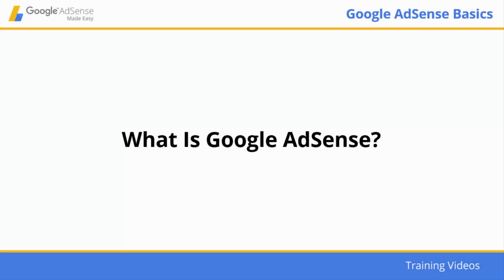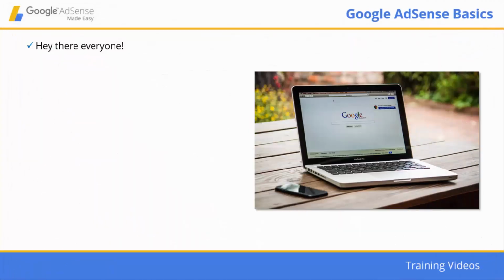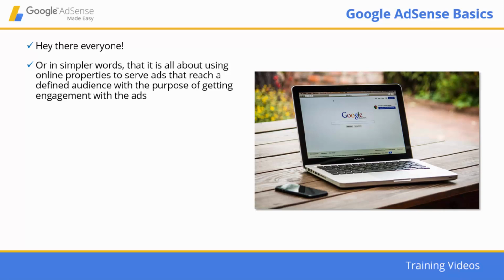What is Google AdSense? Hey there, everyone. So we talked about what online advertising actually is in our previous video. And we happen to mention that for all intents and purposes, it is all about generating revenue through targeting placements with ads. Or in simpler words, that it is all about using online properties to serve ads that reach a defined audience with the purpose of getting engagement with the ads.